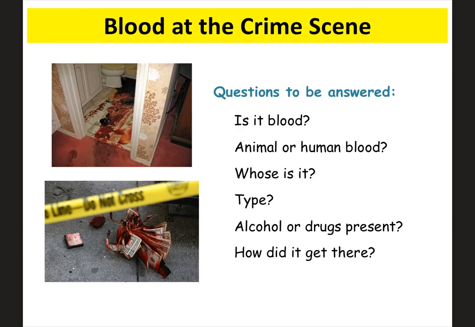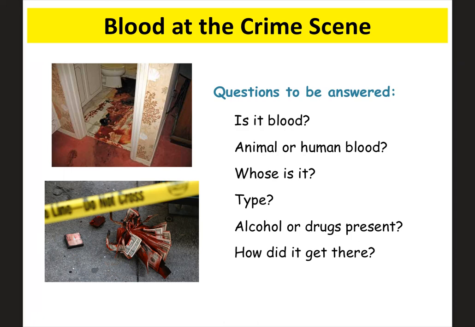Now that we went through some of the blood basics and the different components of blood, we want to see how this can actually be useful here in forensics. So a lot of times, blood is found at a crime scene. There are some different things you need to answer here about the blood. First, you have to find out, is it blood? You have to confirm that it actually is blood.